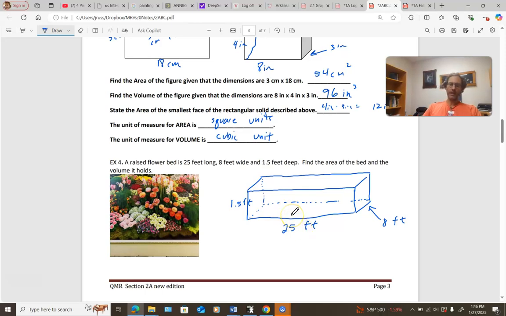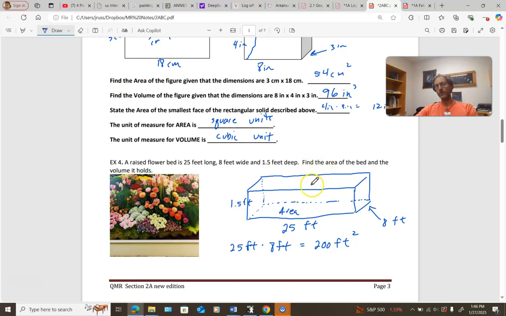Okay, so to figure that out, we need to figure out the area of that side, or not side, but rectangle. Well, it's 25 feet long times, and then it's 8 feet deep, or 8 feet wide, excuse me. So times 8 feet, and that's going to end up giving us 200 square feet, okay? So it's 200 square feet in the area.